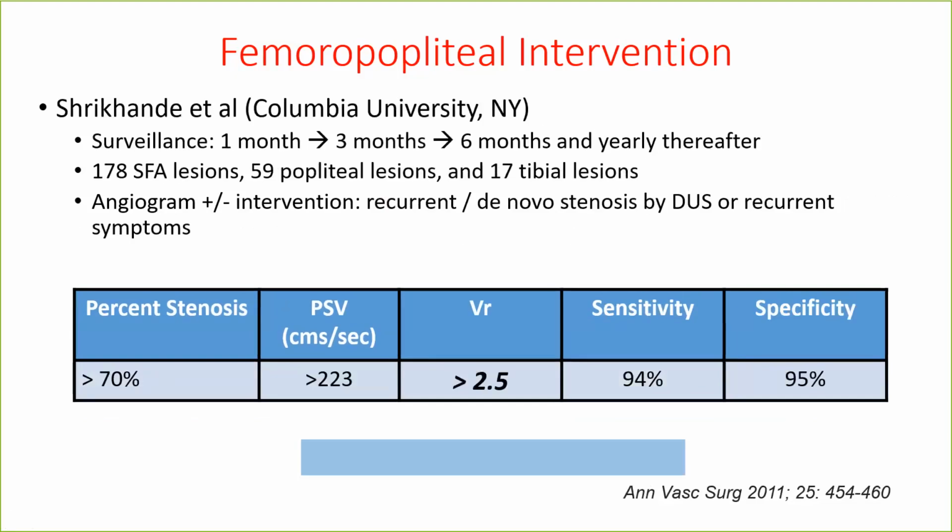Another study performed at Columbia University, again using the same surveillance protocol, identified the highest sensitivity and specificity for more than 70% in-stent restenosis to be peak systolic velocity greater than 223 with a VR of 2.5. Please note that the VR was the strongest predictor in this particular study. They didn't find the same correlation when they looked at tibial interventions, and prior studies for aortoiliac interventions also have not found good correlations between duplex ultrasound findings and clinical outcomes. So this seems to work very well for femoropopliteal interventions, but may not as much for tibial and aortoiliac.